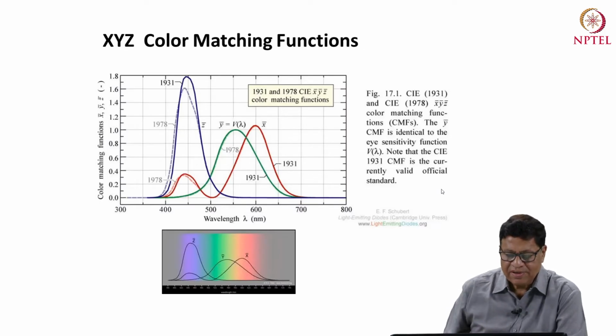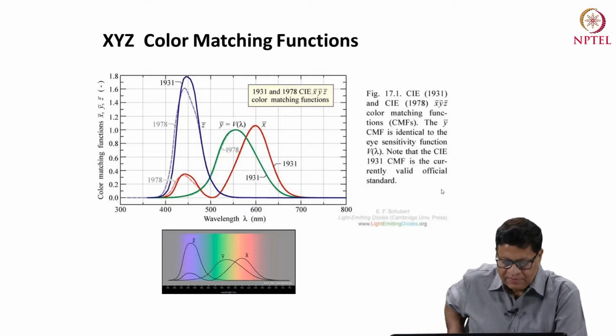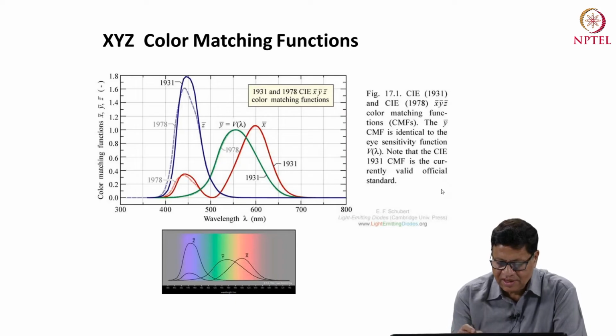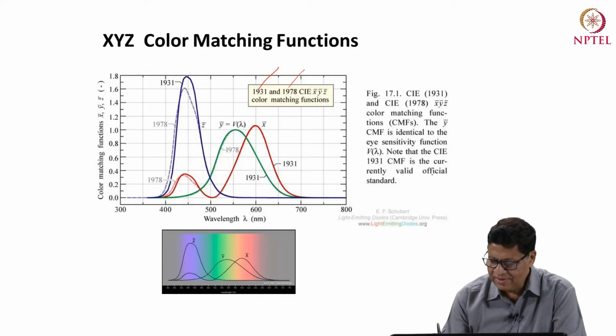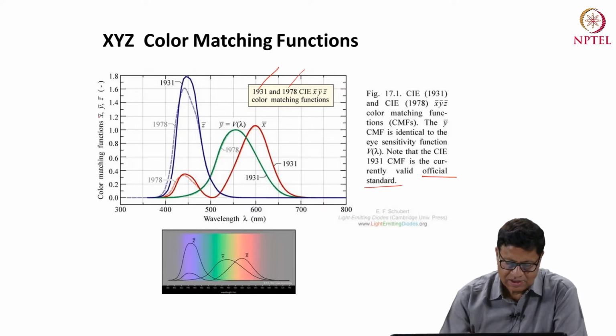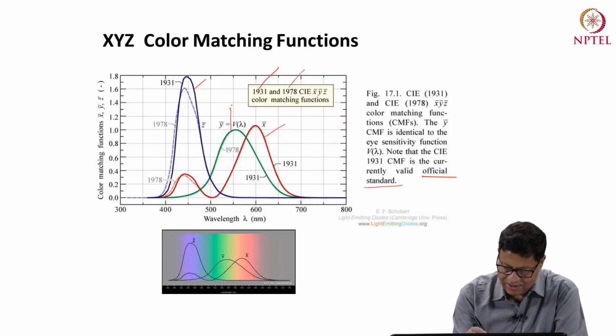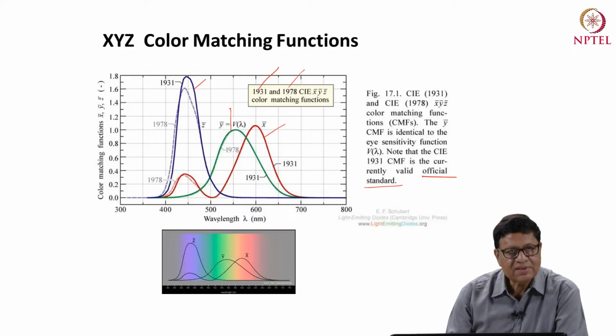And these are the color matching functions. In this diagram, two curves are given: one corresponds to 1931, the other to 1978. Both are part of the standards, but 1931 is the current official standard which is followed, so we will focus our discussion only on CIE 1931. These are the color matching functions x bar, y bar, z bar. For blue it is z bar, for red it is x bar, and for green it is y bar. So this is wavelength versus color matching function for the different colors.